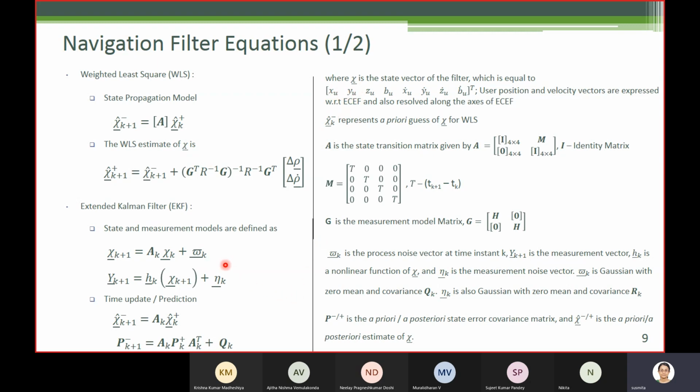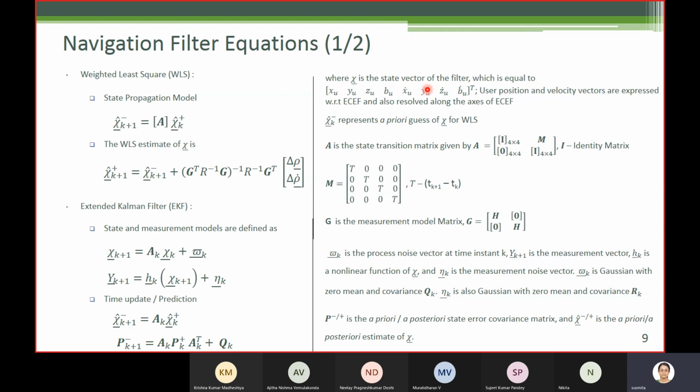Okay. For the extended Kalman filter, we also need a process noise model that accounts for the inaccuracy in the state propagation. For example, here we have not modeled acceleration, but the user can have some acceleration. That inaccuracy can be addressed with the help of this process noise. And then based on the knowledge of user motion, its covariance has to be set properly. Q has to be set properly. It is again modeled as Gaussian with zero mean and covariance Q. Q has to be modeled properly based on the knowledge of user motion.